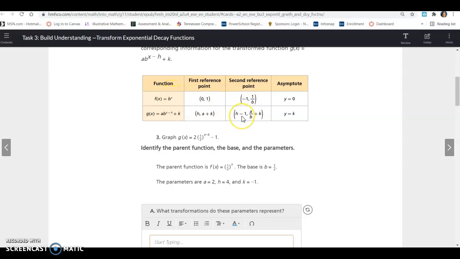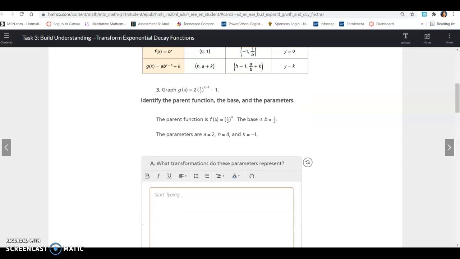And then your transformed reference point will be, again, the horizontal movement comes from h, and you're going to subtract 1 because that's part of the original parent function. And then the y value will be a over b plus k. So a over b plus k will be the y value of your second reference point. Your asymptote will also move depending on what your vertical shift is. So k moves you up or down. So your asymptote will be whatever k is.